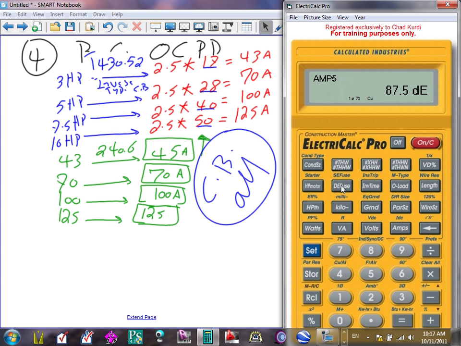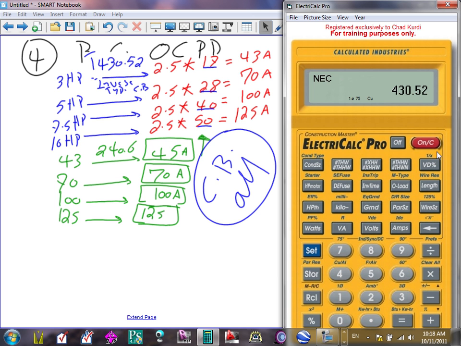Now I changed my mind. I wanted a non-dual element time delay fuse. If you hit set and hit it again, it will give you 150. Hit one more time, 300. Can you see that? It tells you what the multiplier is. Keep hitting it, it gives you the multiplier.